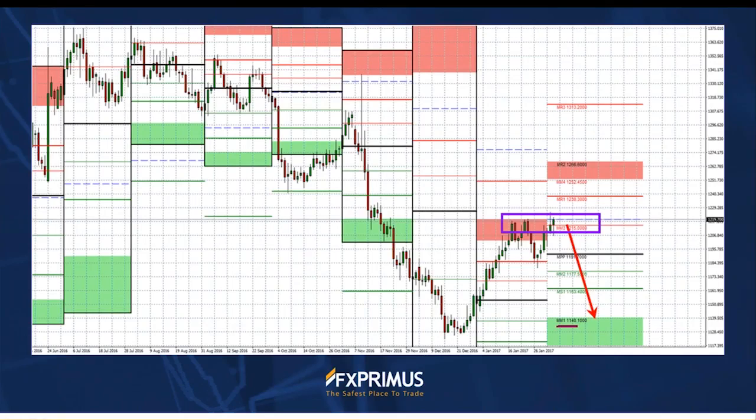We'll try again if it's in that area and it shows another reversal pattern or some bearish activity. We can try again. Otherwise, where else can we try again? Where else is there resistance on this chart? What about here, where we've put this shaded grey area?